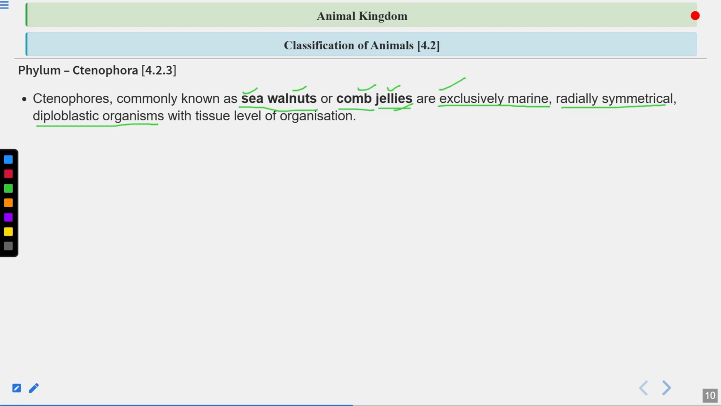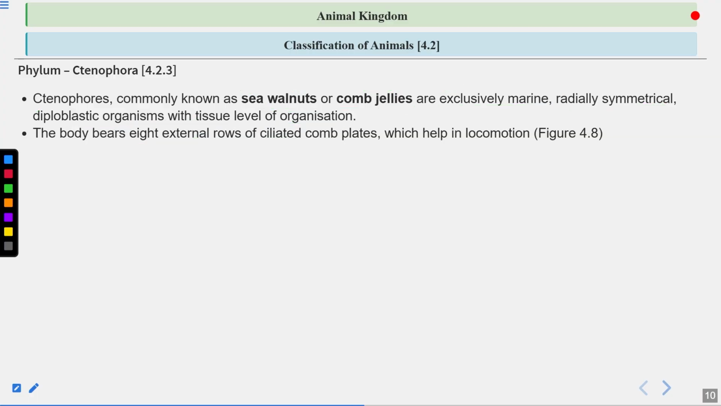Diploblastic organism. So these two features are common with the previous phylum, coelenterates, right? With tissue level of organization. This is also the feature of this. The body bears 8 external rows of ciliated comb plates which help in locomotion.